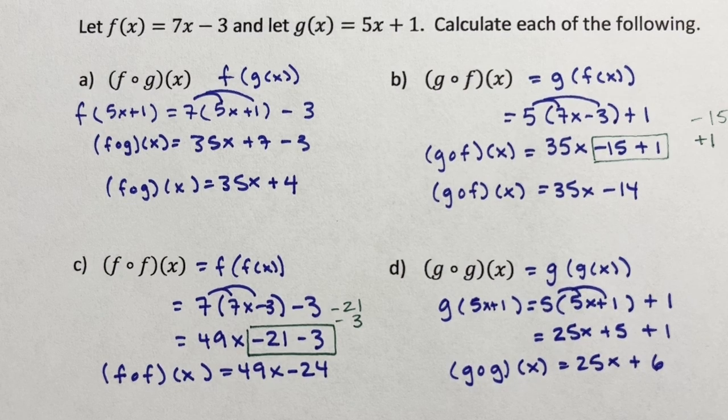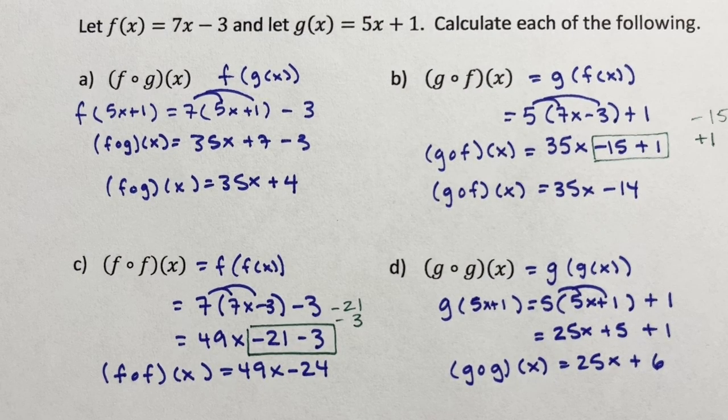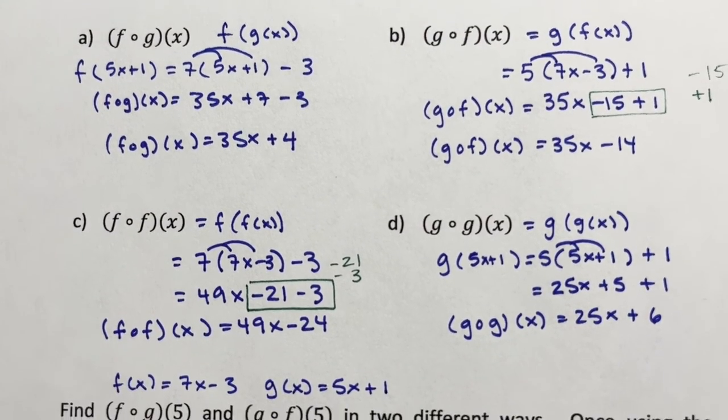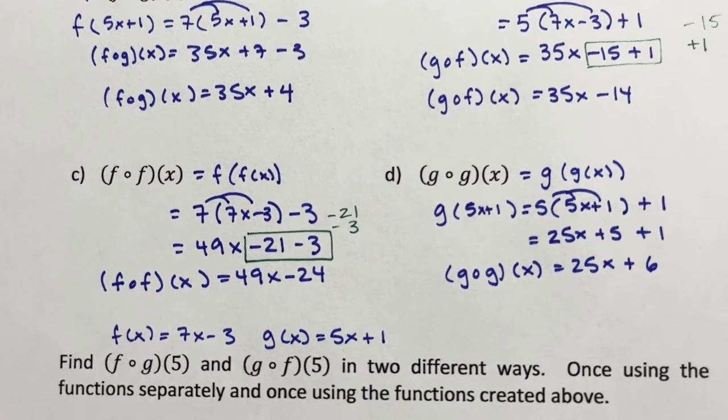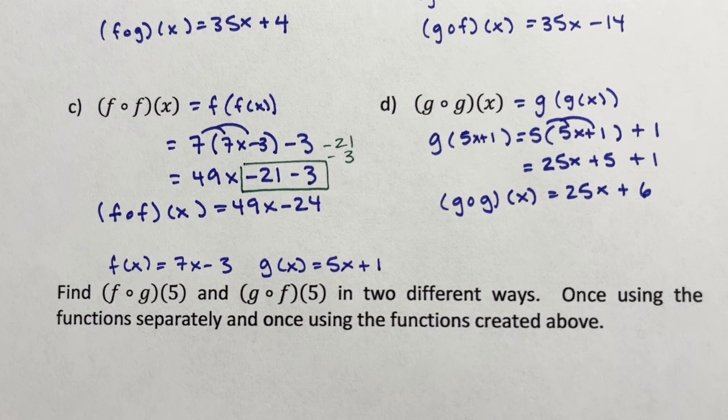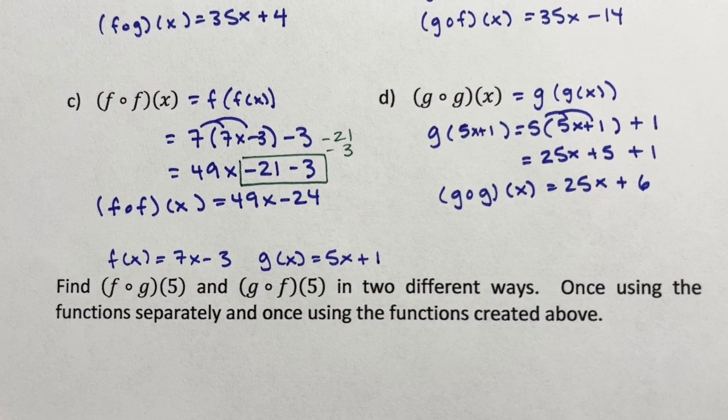Okay. So that's the basics of composition of functions. But let me do a little bit of the proof that everything works. I want to rewrite this down here. f of x equals 7x minus 3. g of x equals 5x plus 1. All right, it says find f of g of 5 and g of f of 5 in two different ways.